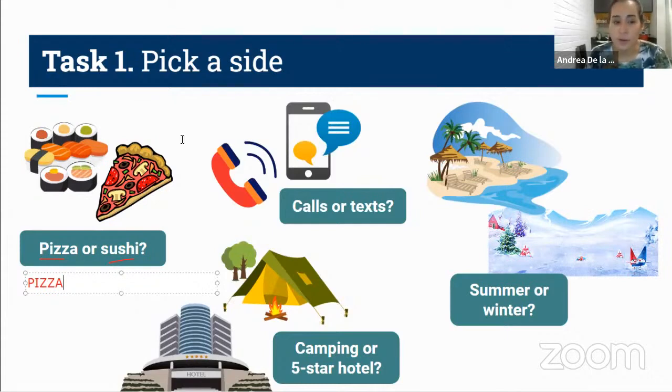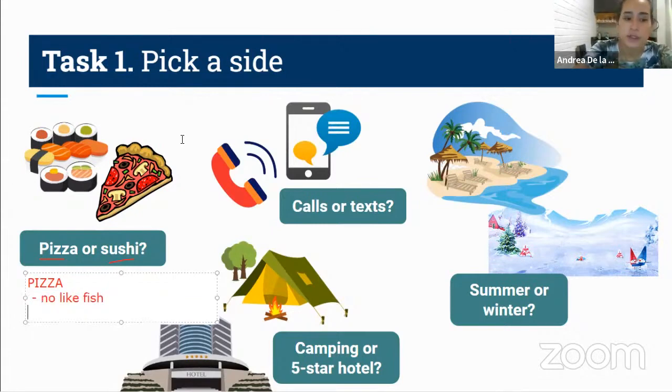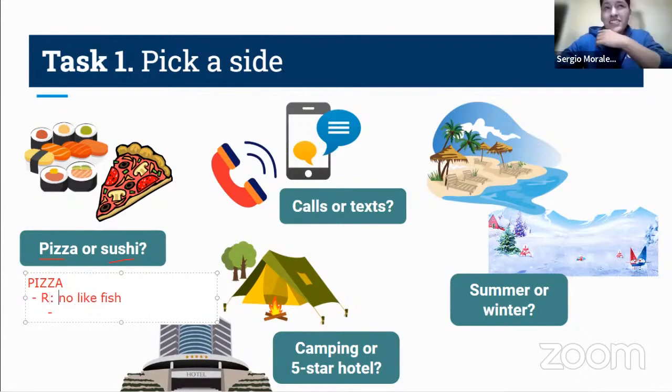Can you tell me why? Why do you prefer pizza? I prefer pizza because I don't like fish. Okay, great. So Sergio prefers pizza because he doesn't like fish. Great. And sushi has fish in it. What's your favorite pizza? The traditional has cheese and jam.